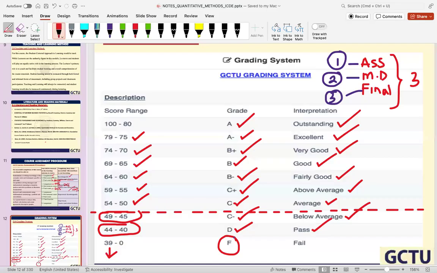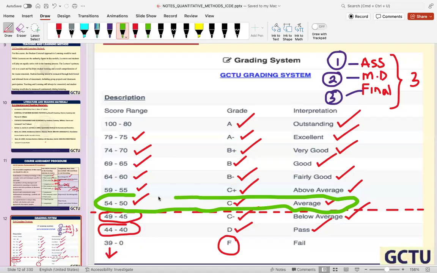And once you fail, you have to resit the exam. So avoid these last three. Try and avoid these last three and make sure that your worst case scenario performance, that is, if things do not go well for you, you simply come and land at the last recommended grade, which is a grade of C, between 54 to 50.